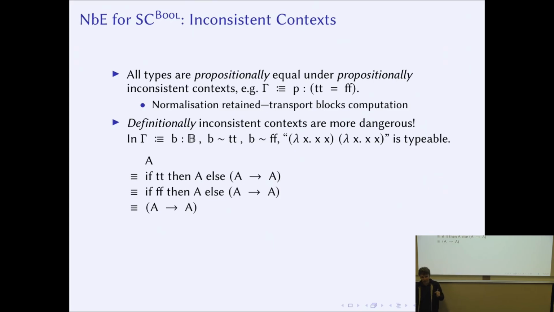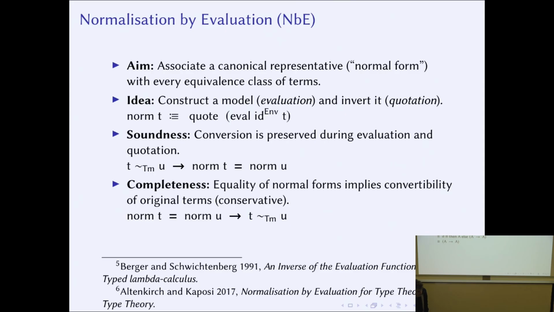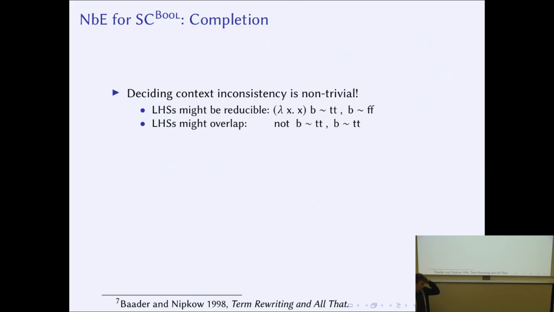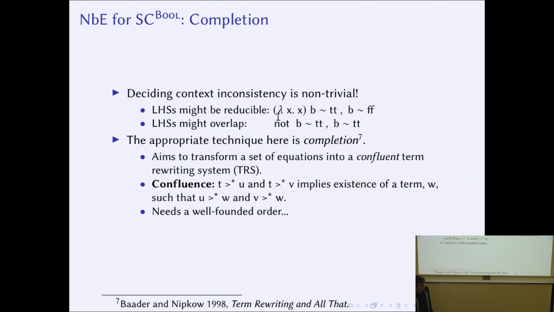When all types are definitionally equal, we might as well be working in untyped lambda calculus, and obviously in untyped lambda calculus it's standard that we can write looping terms. So the specific thing that fails in NBE here is that evaluation might end up looping if we apply it in a definitionally inconsistent context. So we need to somehow avoid ever evaluating under such contexts. The problem is that deciding consistency is not necessarily easy. You might need to compute a bit on the left-hand side of your equations to actually reveal that there is an inconsistency.